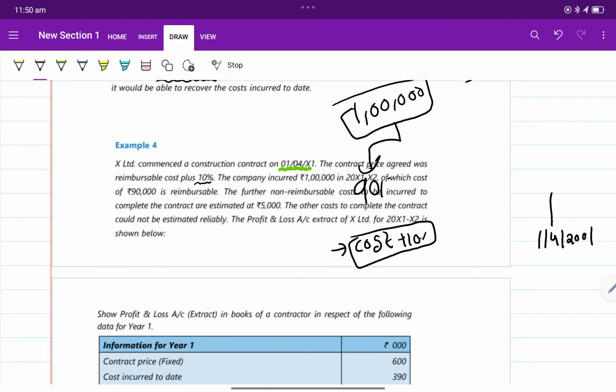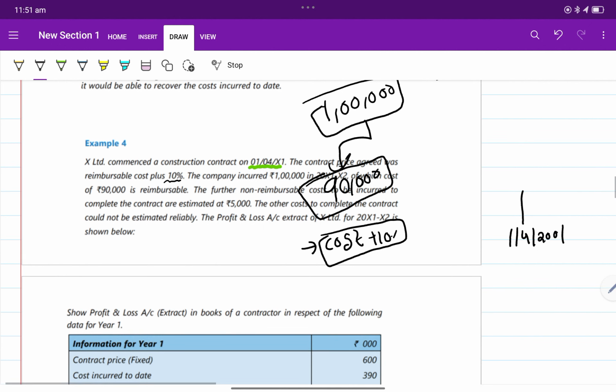You should use the cost plus profit percentage which is reimbursable. If it is not reimbursable, then you need not calculate it as part of sales, Nana. So 90,000 is reimbursable, remaining 10,000 is not reimbursable. You will recognize this 10,000 as an expense, but you should not consider it while calculating the revenue portion, Nana.